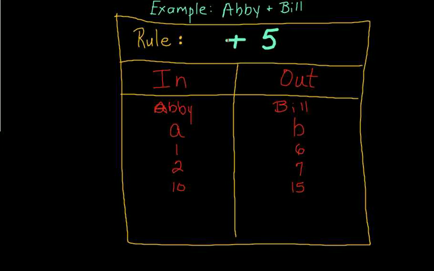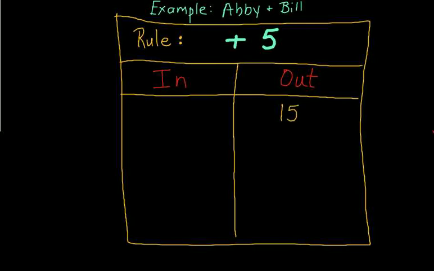In that situation, I'm going to clear some of this off. If I know that Bill's allowance is $15, then I know that I added 5 to Abby's. So if I subtract 5 from Bill's, I'm going the other direction, then I know that Abby's allowance was $10. If I know that Bill's allowance was $20, then I can subtract the $5 that I added in and reverse it and go back, and I know that Abby's allowance is $15.